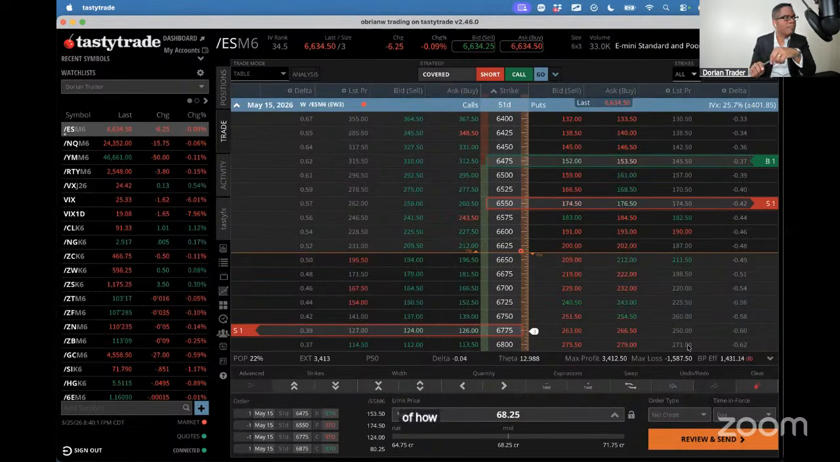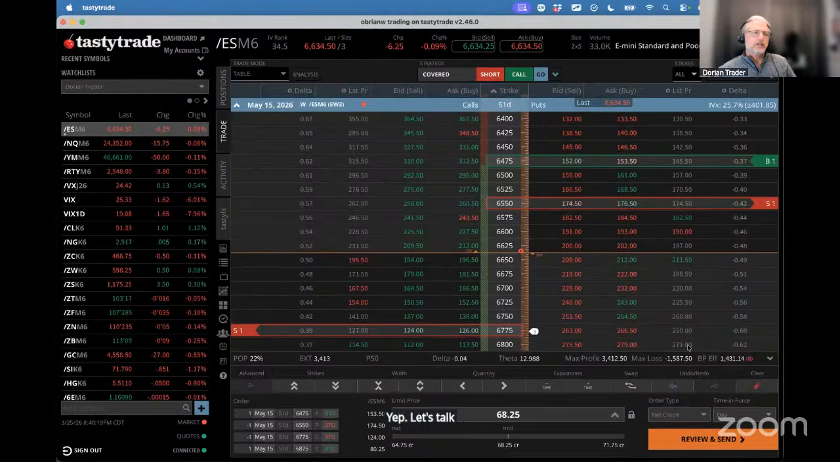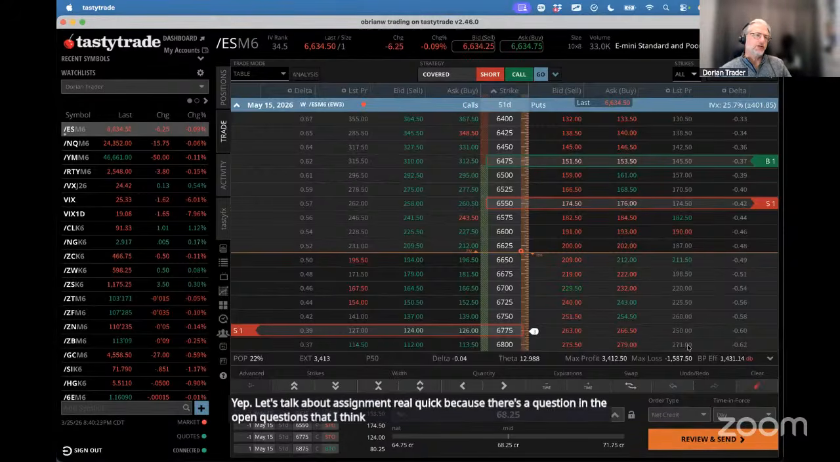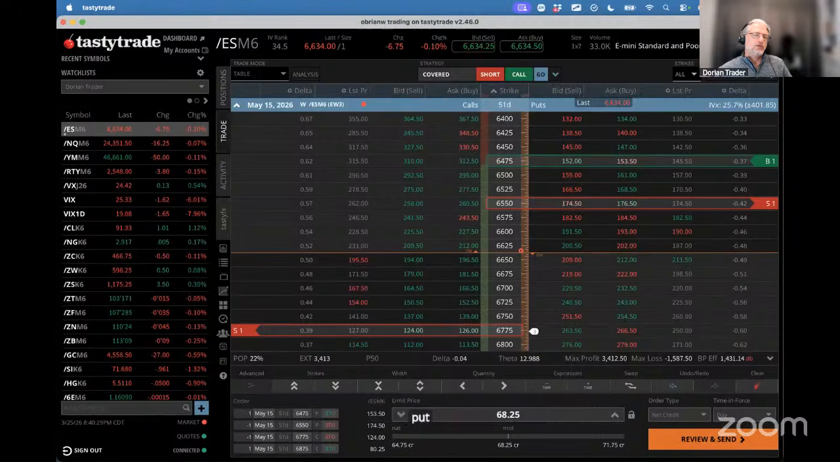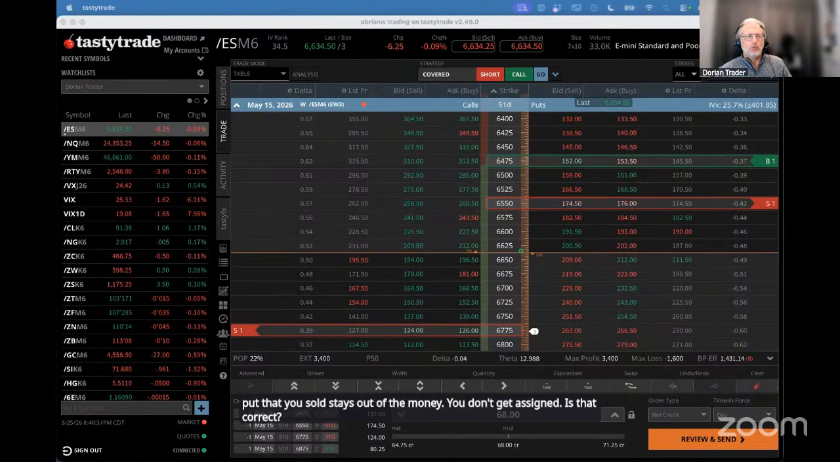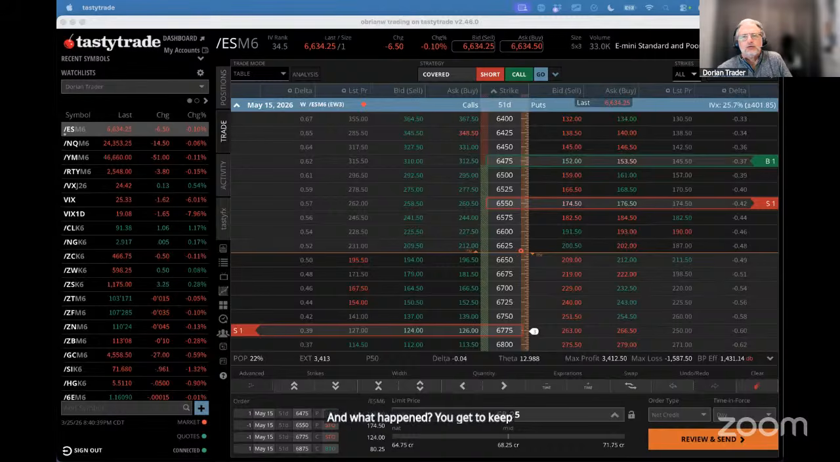Let's talk about assignment real quick, because there's a question in the open questions that, if I interpret it correctly, is: if the put that you sold stays out of the money, you don't get assigned. Is that correct? You get to keep the money that you sold in your account, but what happens if it goes in the money? What happens to the trade?